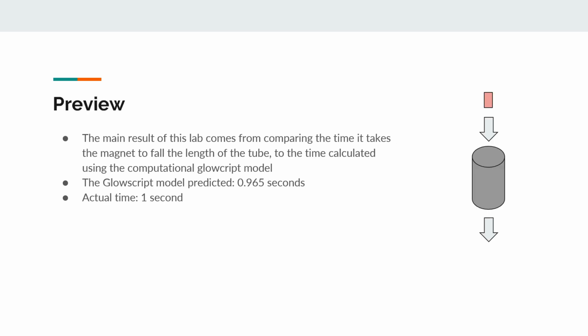So the main result of this lab is comparing the time that it took for the magnet in the real experiment to fall across the entire length of the tube, which was 1 second, to the time that the GlowScript model predicted, which was 0.965 seconds.